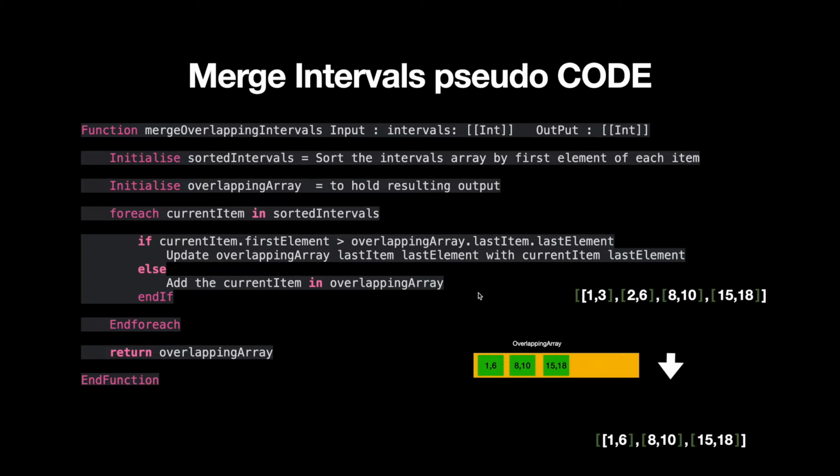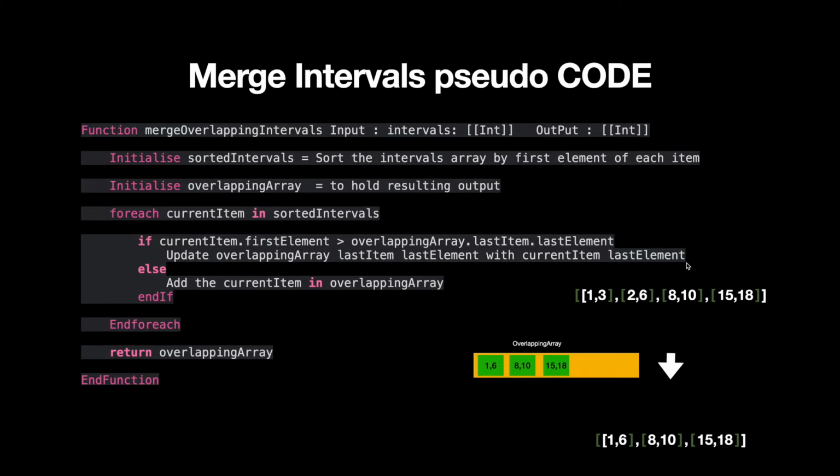So if it is less than, then we'll just update the last item in the current overlapping array. The last item in the overlapping array would be updated with the current item's last element. So the last element would be 3, and this would be updated with 6. So we'll make it one array and it will become 1, 6, right? So we'll do the same thing as we did.